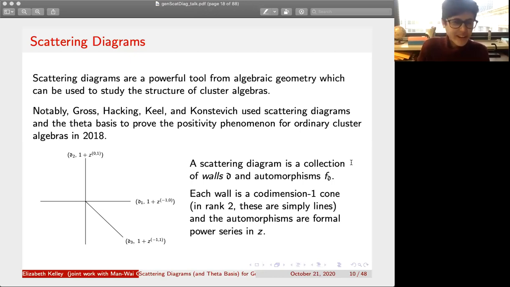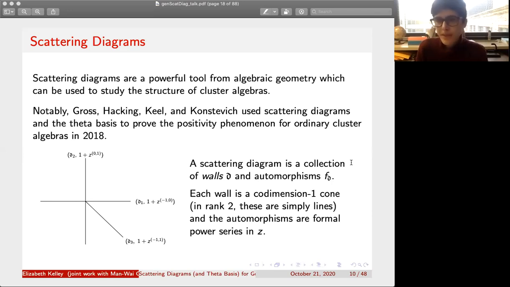So a scattering diagram is basically a collection of what we call walls and automorphisms that are attached to those walls. So a wall is a codimension 1 cone, if I want to be very technical and precise. Since we're going to live in dimension 2, or I guess I wrote rank 2 here, and what rank 2 means is that there are 2 variables in each cluster, so everything is living in 2 dimensions right now. So here we're just going to think that our walls are lines. They could be a full line or they could be a ray beginning at the origin.